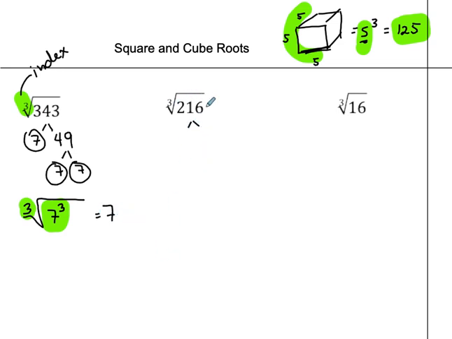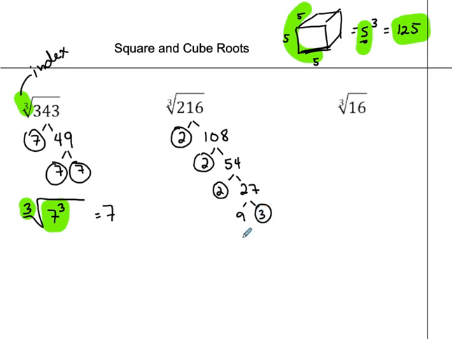Let's try 216. So 216 is even, so I'm going to divide it by 2. And that's going to give me 108. And 108 is even, so I'm going to divide it by 2, which gives me 54. And 54 is even, so I'm going to divide it by 2, which gives me 27. And that's not even anymore, but that adds up to 9. And 9 is 3 times 3.